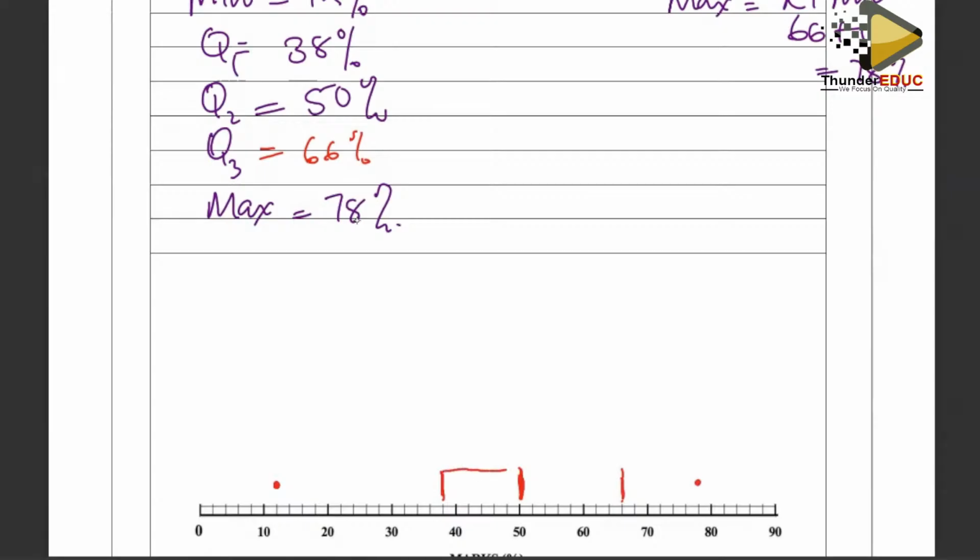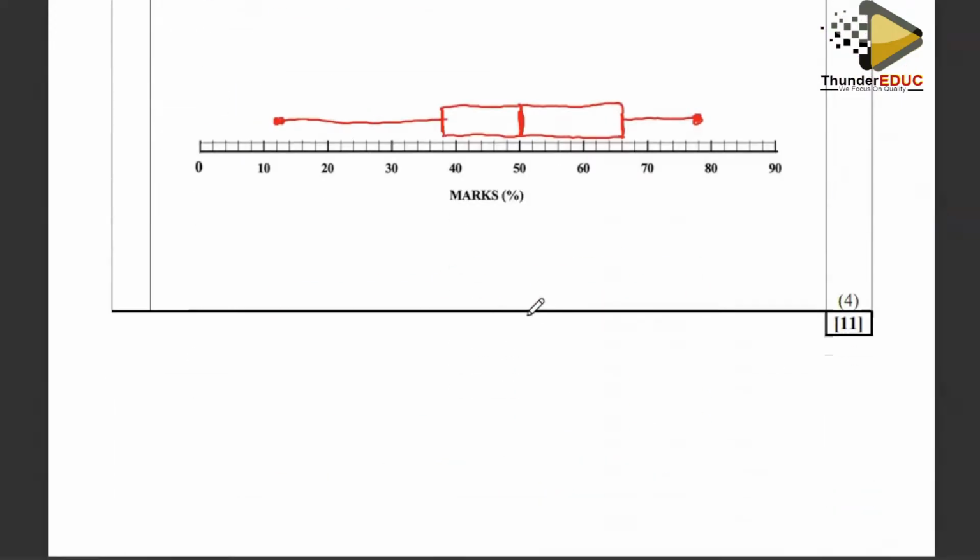So draw your box with your ruler. Okay, we have something like that. And then connect the whiskers. So we have our box and whisker in that format. So that is question number 1.